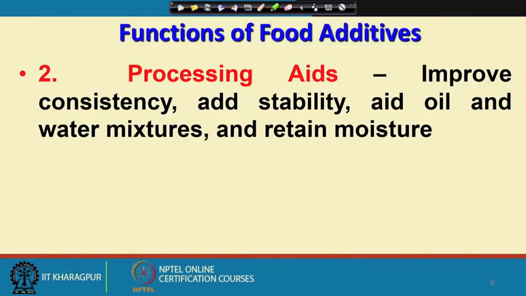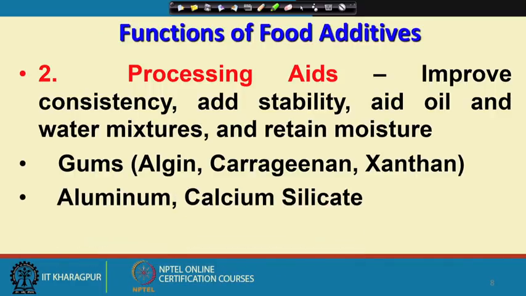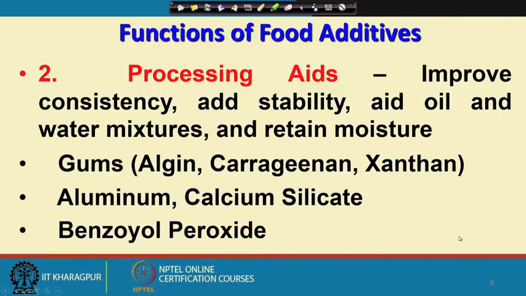Processing aid, it may help in the processing to improve the consistency, to add stability, or to aid oil and water mixtures and retain moisture. Any of these it can be, right? So, the purpose is to improve the consistency not only of the product, but of the processing unit, so that your desirable things are achieved, right? It adds stability and aids oil and water mixtures, and also it can retain the moisture of the product. For any such purpose, we can call the additive being used a processing aid.